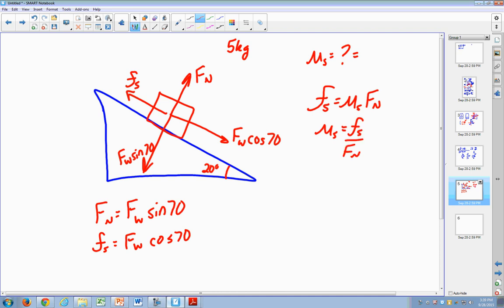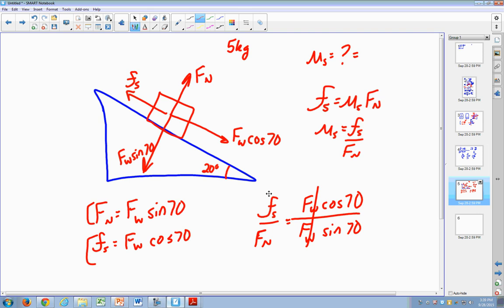In class, we've typically been finding the value for these. Students usually find that easier. But notice that I can just take this ratio. I can say Fs over Fn is just this over this, Fw cosine 70 over Fw sine 70. Those cancel, so it's just cosine of 70 over sine of 70, which is 0.4.